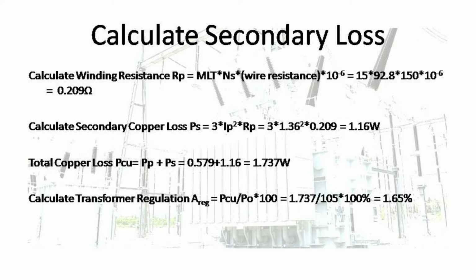Now, with your total copper loss, you can actually calculate your transformer regulation, which equals your loss over your output power times 100. So in this case, it would be 1.737 divided by 105, which was calculated in the beginning, times 100%, which would equate to 1.65%.